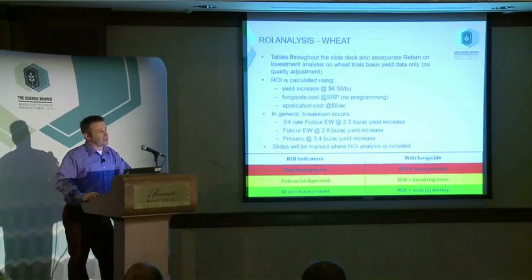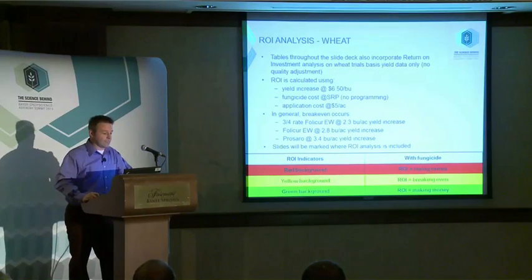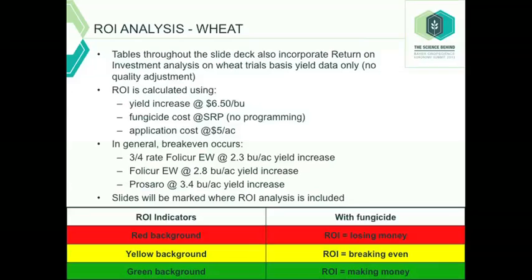We use a fungicide cost that's suggested retail price, not including any of the programming that's out there. And then we use an application cost of $5 per acre. We know that custom app charges can be a little bit higher, and guys with their own rigs, their costs are going to be a little bit lower. So we figured that $5 was probably in the ballpark. Basis all of those numbers, we're finding that for guys spraying the 3/4 rate of foliar, they basically need about 2.3 bushel per acre yield increase to pay for itself.